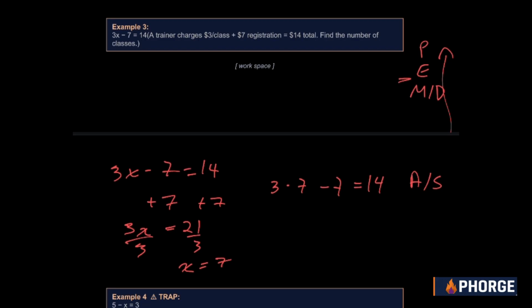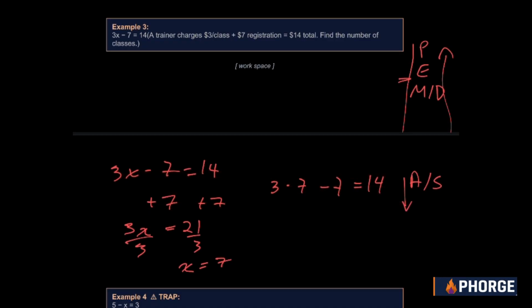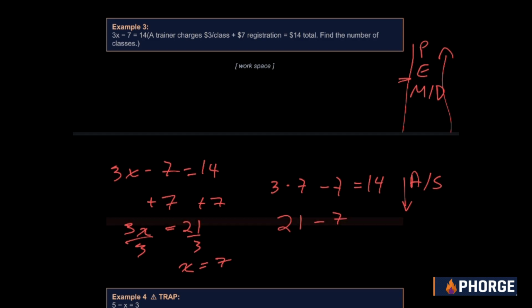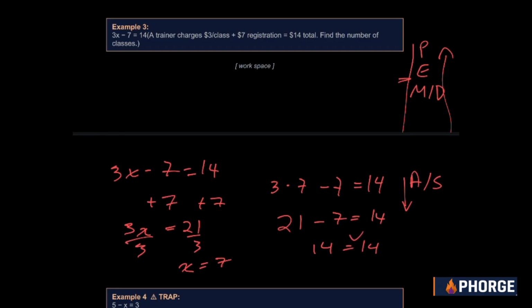Okay, so now that we're evaluating an expression, we're going from top to bottom. Do we have any parentheses? Nope, no parentheses. Do we have any exponents? No. Multiplication? Yep, 3 times 7. What's 3 times 7? 21. Minus 7 is equal to 14. 21 minus 7 is equal to 14. 14 equal to 14, we're good to go.